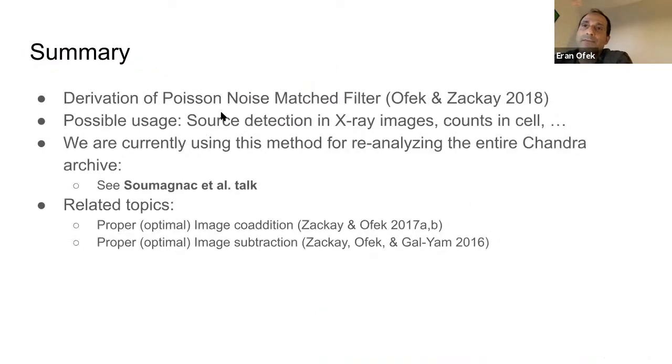Last slide, please. To summarize, I showed you that there is an analog for match filtering in the case of Poisson noise, and we call it the Poisson noise match filter. You can read about it in a paper we published a few years ago. There are many usages except X-ray images, such as counting cells and many others. We are currently using this method to reanalyze the entire Chandra archive, and you heard about this yesterday in my talk. Thank you very much.